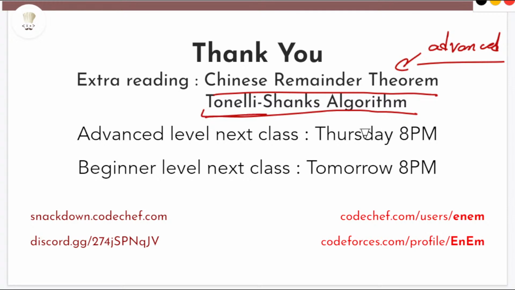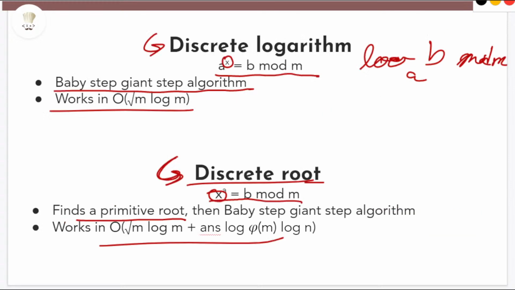The Tonelli-Shanks algorithm, on the other hand, is an advanced algorithm, right? It is used to find the square root of b modulo m. Basically, answering the question of the discrete root when a is equal to 2, right? So x squared is equal to b mod m. We solve that for any b. That is solved by Tonelli-Shanks.